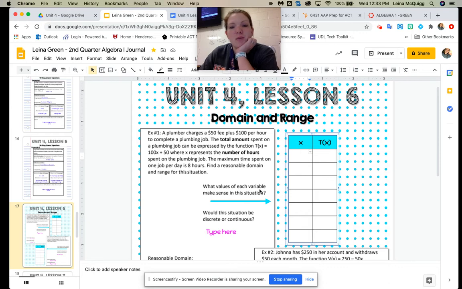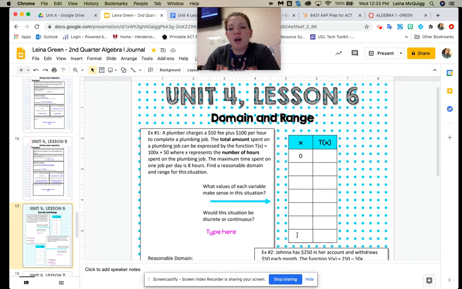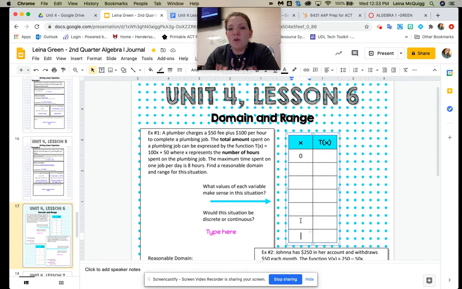All right, so my first question here is what values of each variable can make sense for the situation? So x is going to represent the number of hours that we spent. So what's the least amount of hours that he can spend working? Well, 0, right? He can just not work at all. And the most amount he can spend, it says that he can't spend more than 8 hours per job. So 8 hours per day. So for one day, he can work no hours, or the most amount is 8 hours.